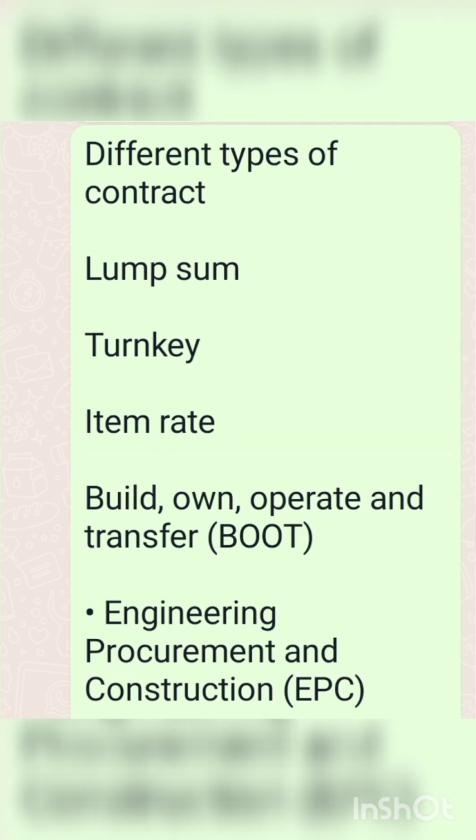Now we have different types of contract: lump sum, turnkey, item rate, build, own, operate and transfer (BOOT), and engineering, procurement and construction (EPC).